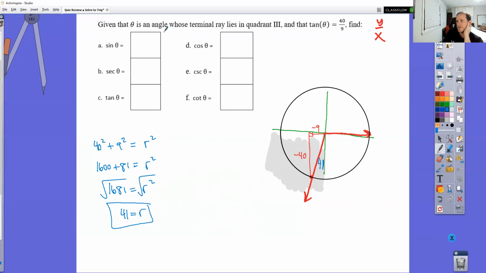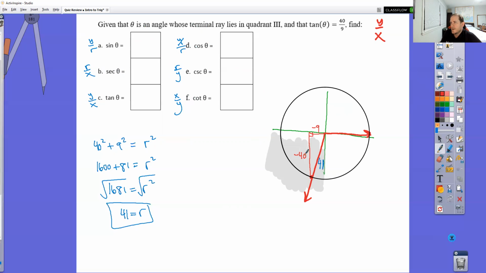These are your x's and y's. So now you just plug everything in. Sine is y over r. Cosine is x over r. Secant is the reciprocal of cosine, so r over x. Cosecant is r over y. Tangent is y over x. Cotangent is x over y. So just get those fractions plugged in there.